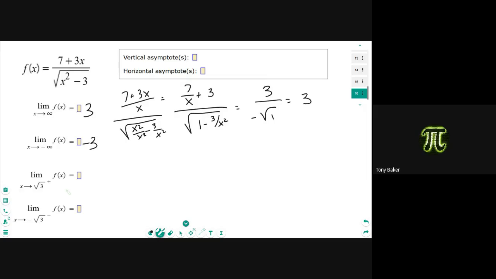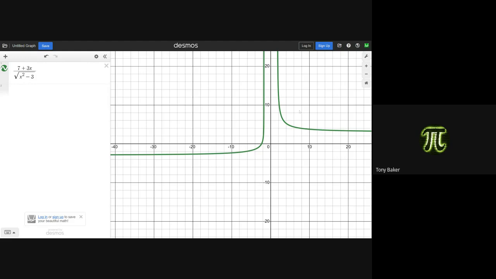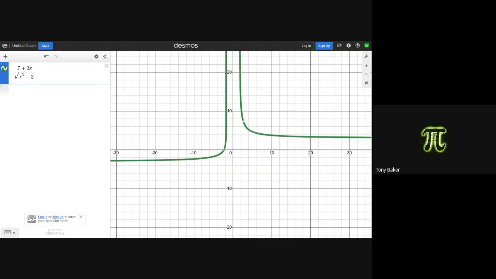And for these, when you're looking at them, you really can't plug any numbers in to find them. So you kind of do have to look at a graph or a table for these. So this one right here, as when we looked at the graph, that's over on this side here. So that's going that way. So it's going to infinity. And at the negative square root of 3, it's also going to infinity, a lot quicker actually.